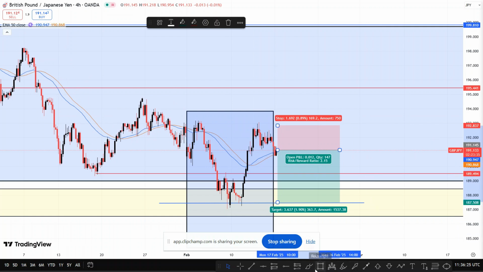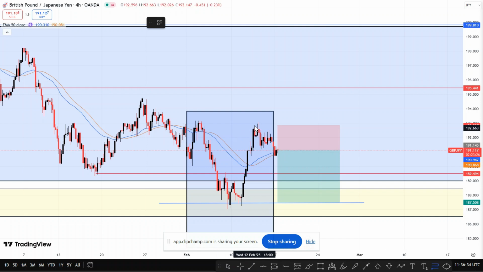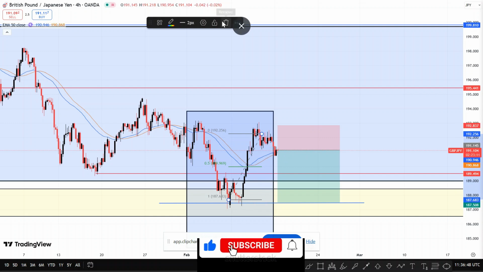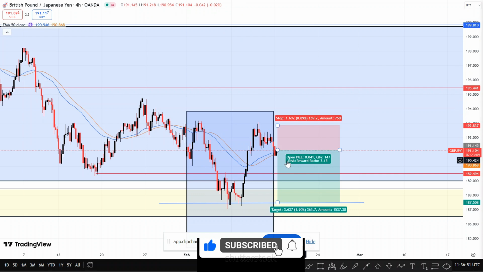If we use Fibonacci levels, where is our Fib level? If we use Fib level, you will understand that from here to this point, we are on 0.5. So we are targeting this particular level. So that is my analysis today for you.